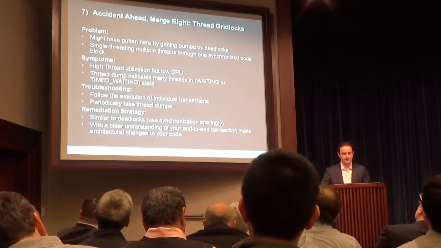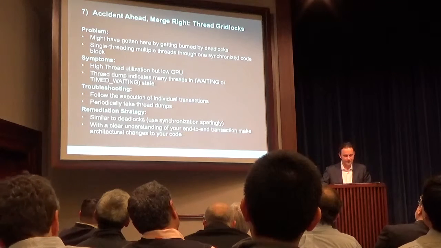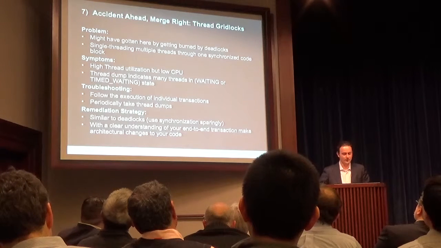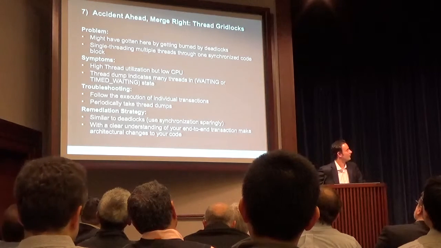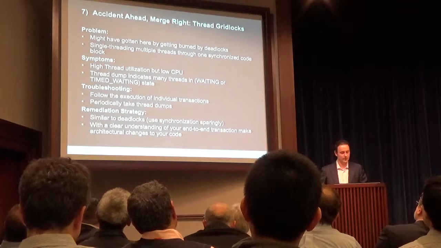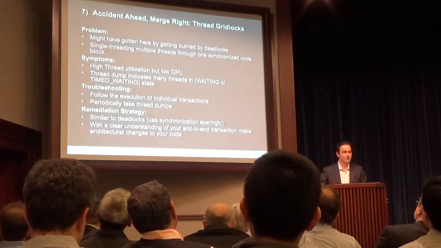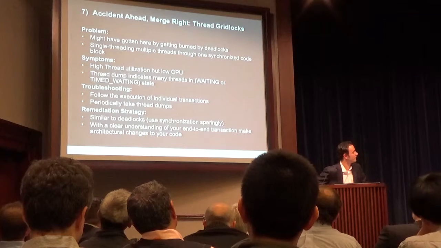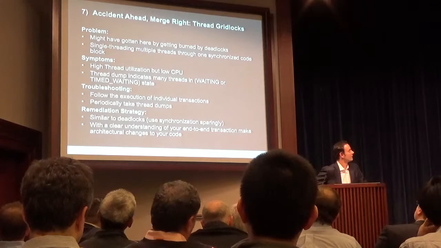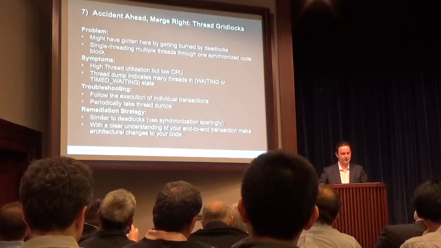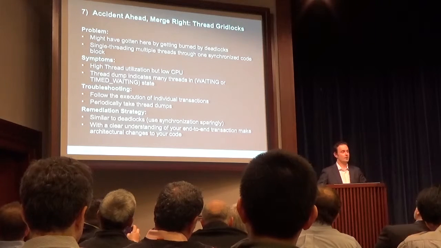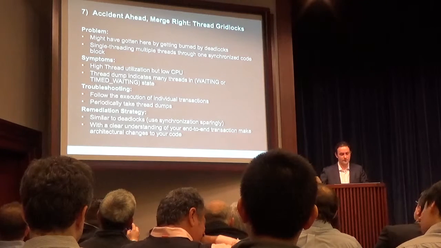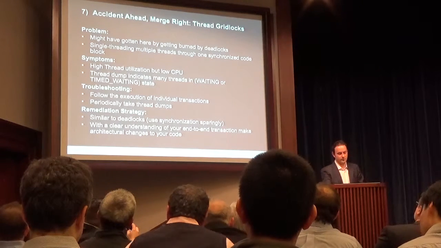Another typical one is, you might have gotten burned by deadlocks, so you get to the next stage where you try to be very safe about it, and you end up funneling multiple threads through one synchronized code block. So now you have a highway of cars trying to go through one E-ZPass lane. Typically what happens is you have high thread utilization but low CPU. So you look at thread utilization, active threads, looking at the load, and see what's happening from a performance perspective.